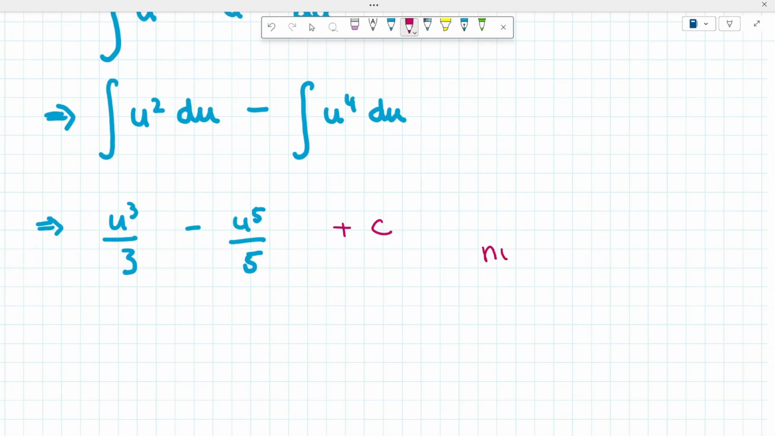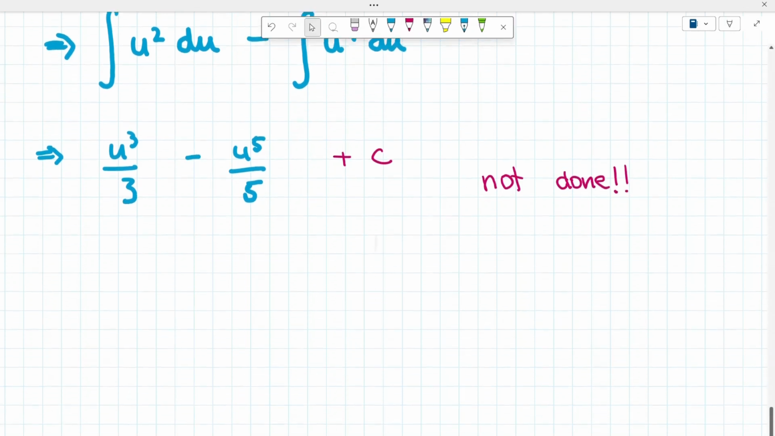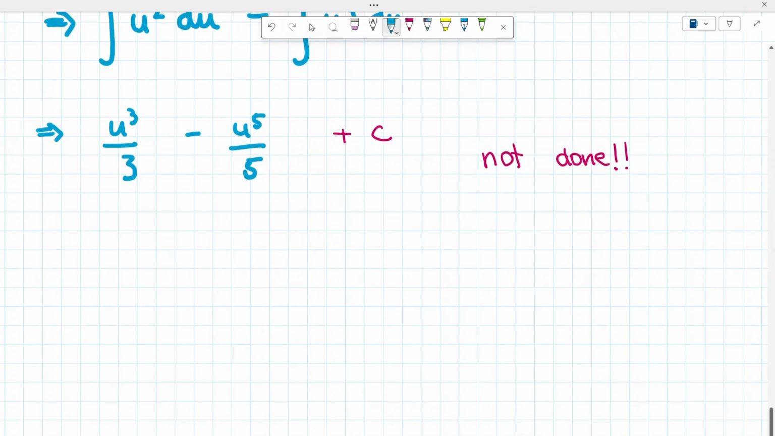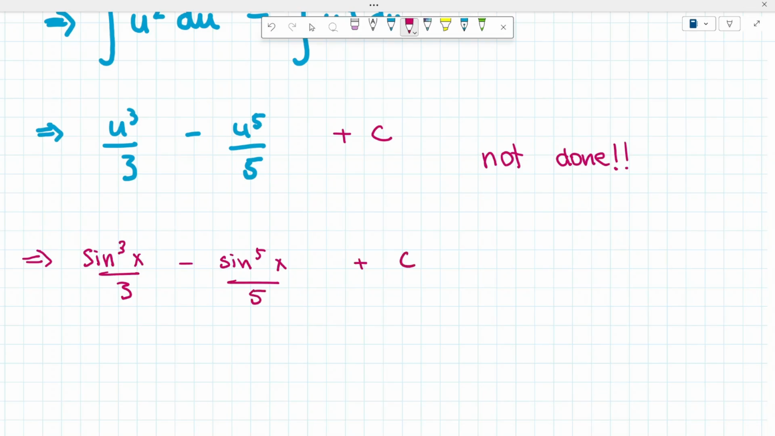However, we're not done yet. What do we have to do now? We have to reverse the substitution that we've done because our original problem is not with respect to u, but it's with respect to our sines and cosines. So let's go ahead and sub that back in. So what do we get? As a result, we have sin³ x over 3 minus sin to the power of 5 x over 5, plus c. And that there is our final answer.